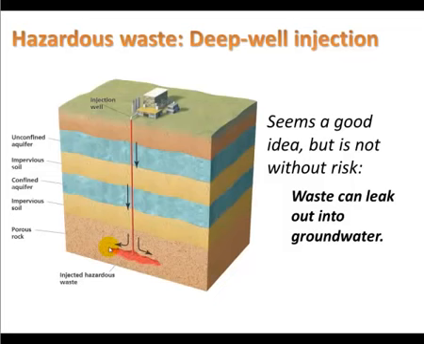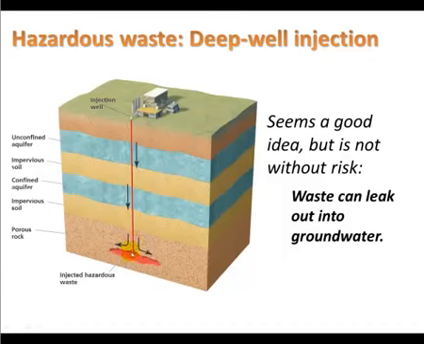Another thing that we can do is we can inject hazardous waste deep into the ground below the aquifers. So in this diagram here, you see that we have an unconfined aquifer. We have some impervious soil that doesn't allow water to go through. Underneath that, we have a confined aquifer, which might be under pressure.